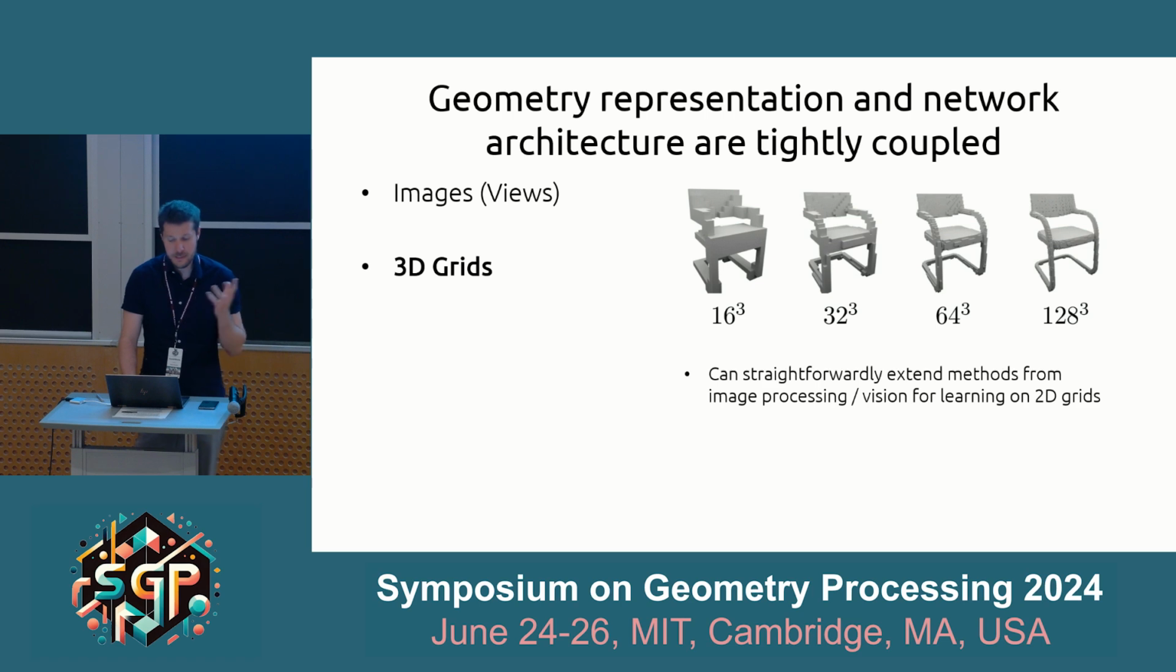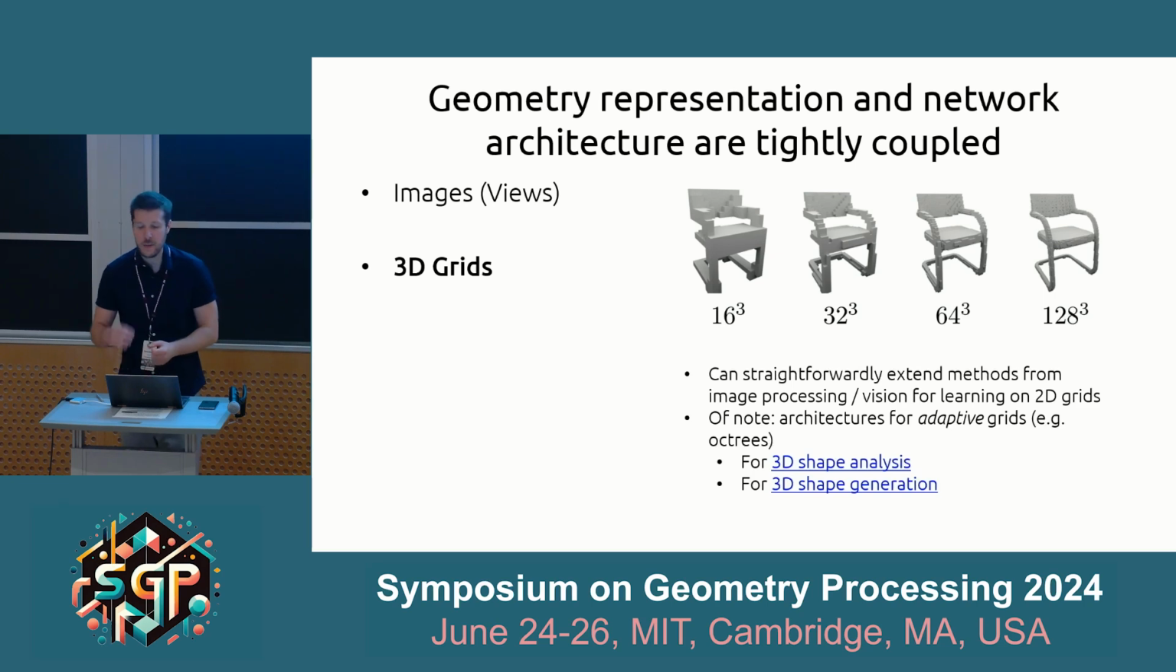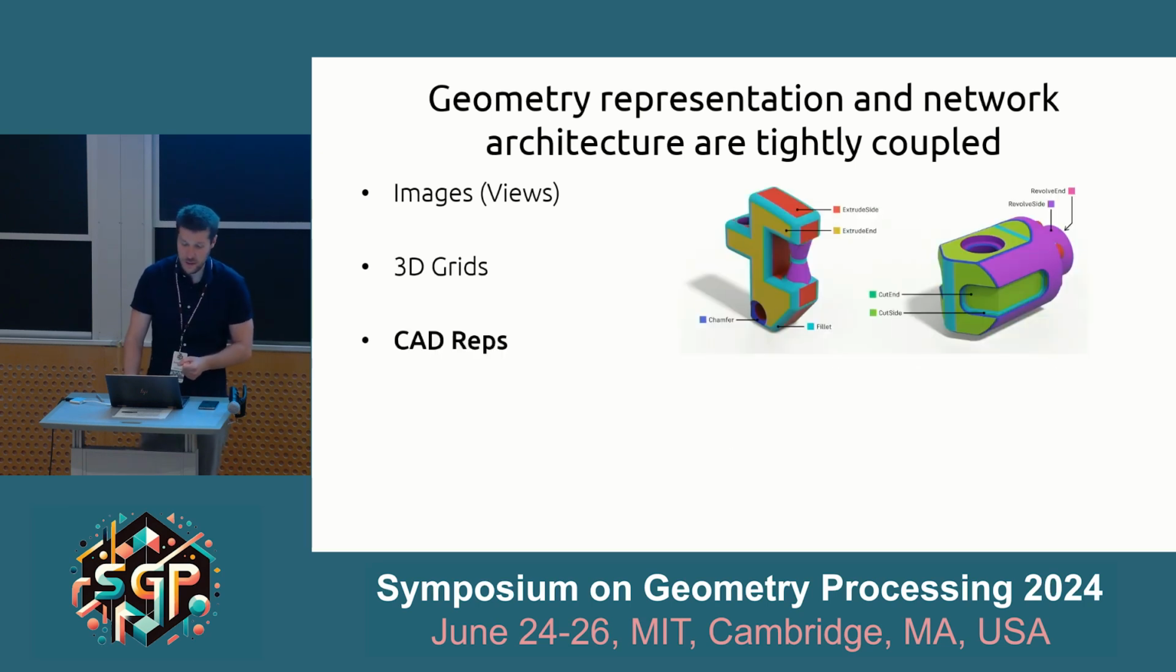3D grids, again, we can just extend our 2D grid methods to work on them. The one noteworthy thing to mention here is that you can often be more efficient by developing special network architectures that work for adaptive grids, things that place less memory where there just isn't stuff. So things like octrees, I've left a couple references here for analysis and synthesis networks that do this.